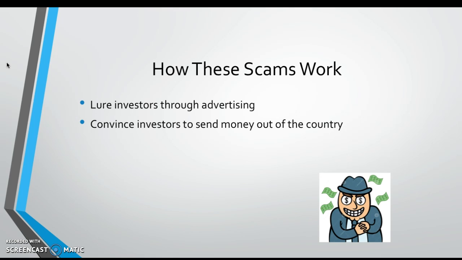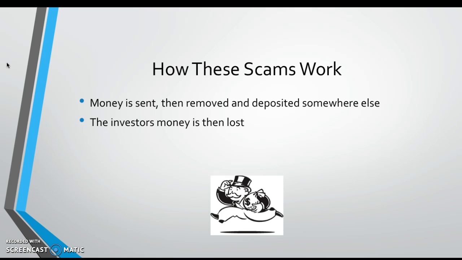To create an offshore investment scam, the promoters first lure the investors in through some type of advertising or seminar. They then urge the investors to send their money out of the country into what could be an up and coming company or an investment opportunity. The next step is the money actually being sent. Once out of the country, the money is usually removed and deposited into a different account or holding company. If the scam collapses, the company goes broke, or the money is taken, the investor's money is usually lost for good.